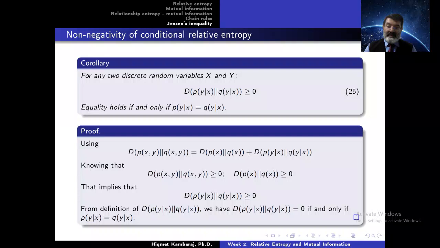Now, for proving the second part of the theorem, from the definition of the conditional relative entropy, you could see that the conditional relative entropy is equal to 0 if and only if the conditional probabilities are the same, are equal. So this means when p of y given x is equal to q of y given x, which is a proof of the second part of the theorem.